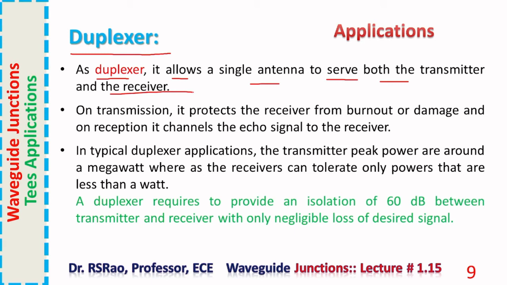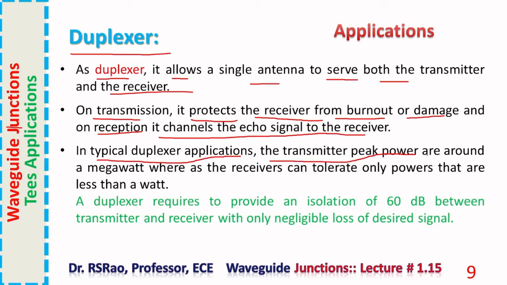Naturally, the system cost comes down; the system becomes less expensive. On transmission, it protects the receiver from burnout or damage, and on reception, it channels the echo signal to the receiver. In typical duplexer applications, the transmitter peak power is around a megawatt, whereas receivers can tolerate only powers that are less than a watt.